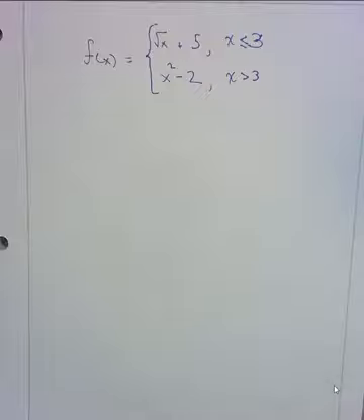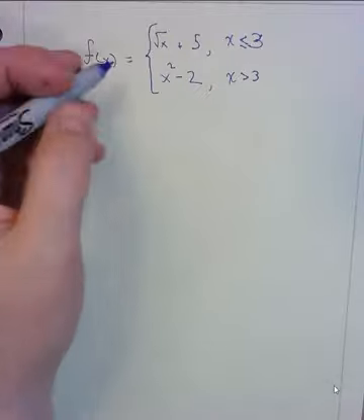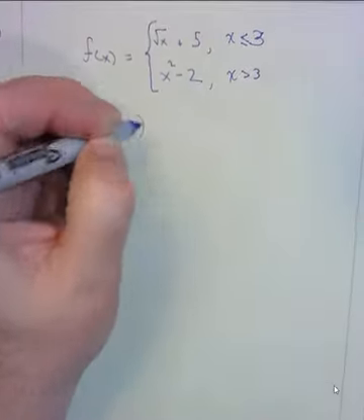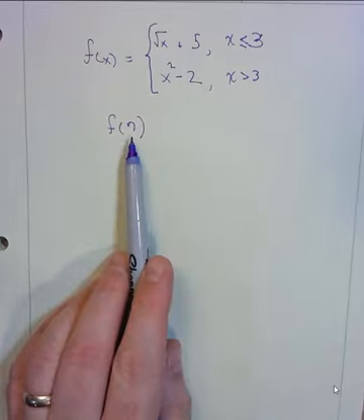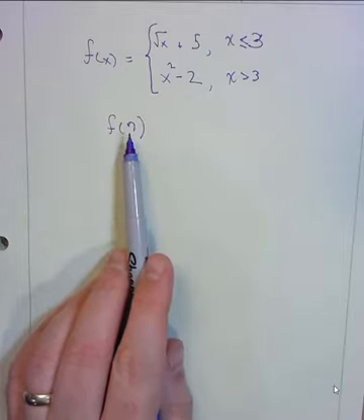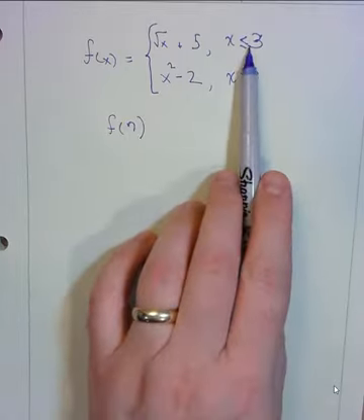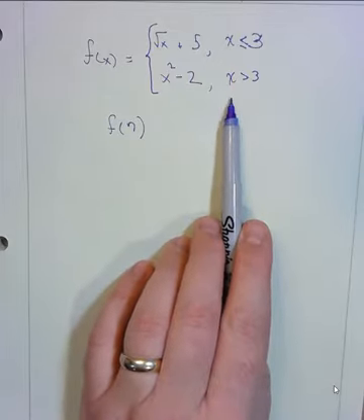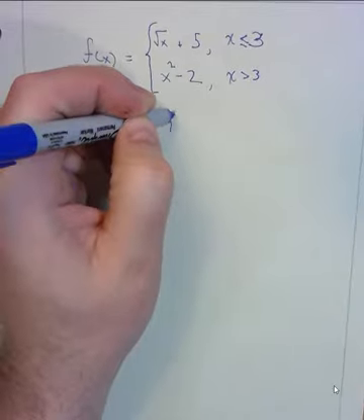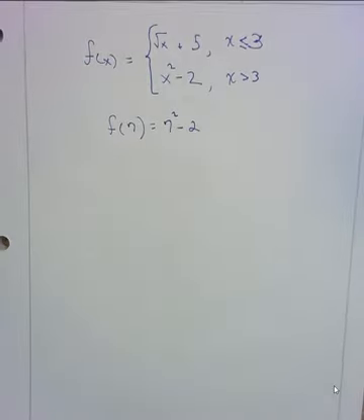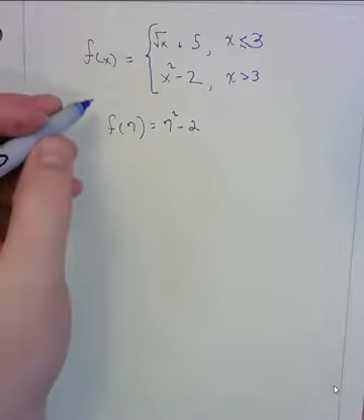So if I wanted to go to this function and ask for f of 7, what I would do is go look at the function and say, okay, I'm trying to plug in 7. Which bucket of input does that fall into? Does that fall into this bucket or this bucket? Well, it falls into the second bucket. And so f of 7 would be 7 squared minus 2, because that's the recipe that we use for x values bigger than 3. Now, that happens to be 47, but who cares?